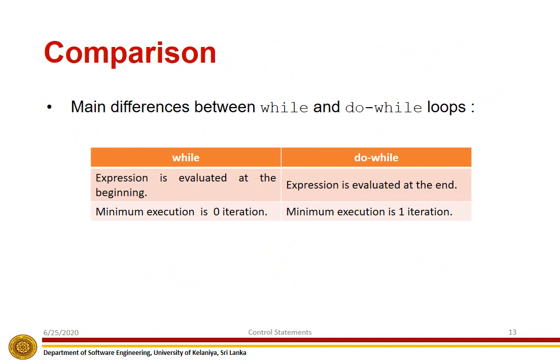The main differences between while and do while loops are: in the while statement, the expression is evaluated at the beginning. It checks the condition at the beginning, true or false. But in the do while, the expression is evaluated at the end of the loop. And the while loop's minimum execution is 0 iterations, because if the condition is false, it will not execute. But in the do while, whether the condition is true or false, the statements will be executed once.